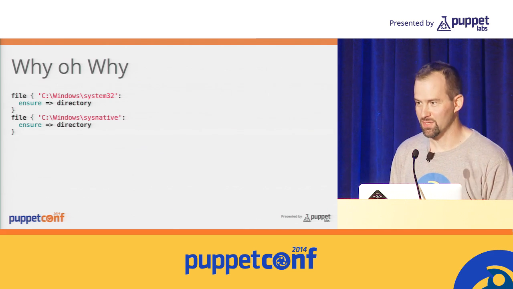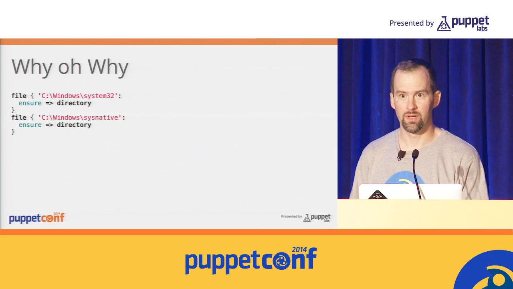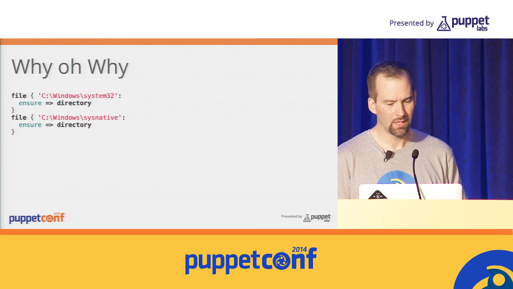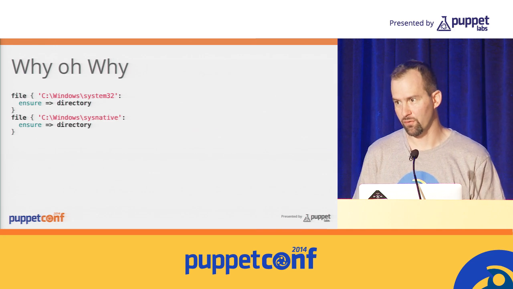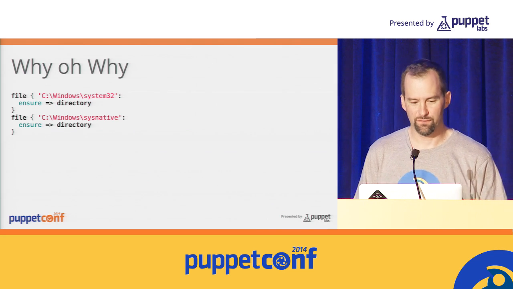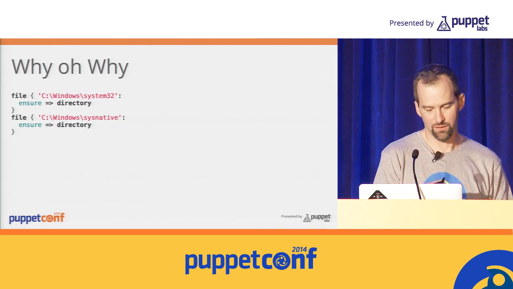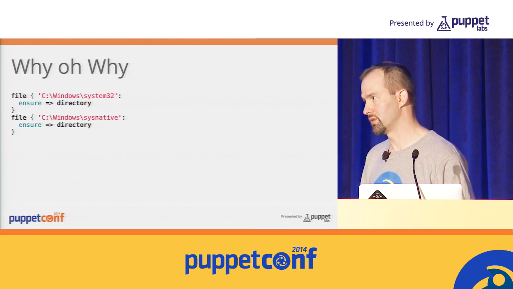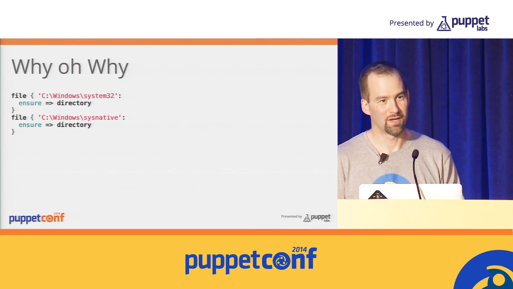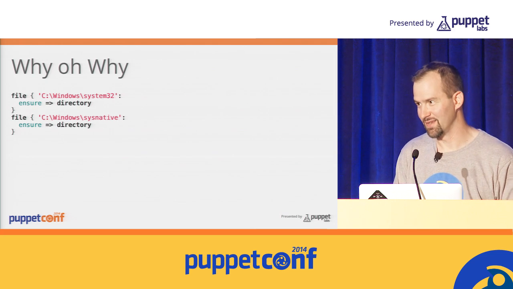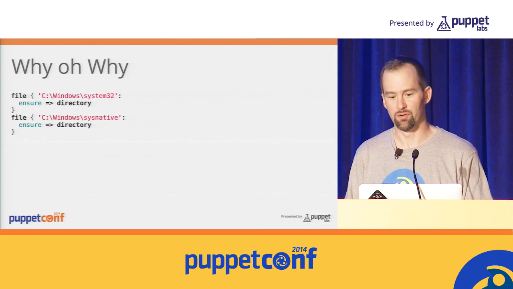So in Puppet 3.7, we've added support for 64-bit Ruby. And there's two installers, as I mentioned. If you run the 64-bit version of Puppet, the first file resource there to system32 is going to do what you would expect. It's going to manage the native, I have to be careful with native there, it's what you would expect, the system32 directory.